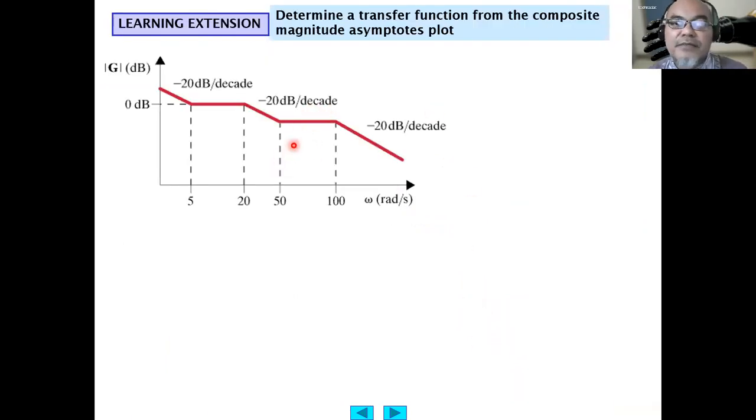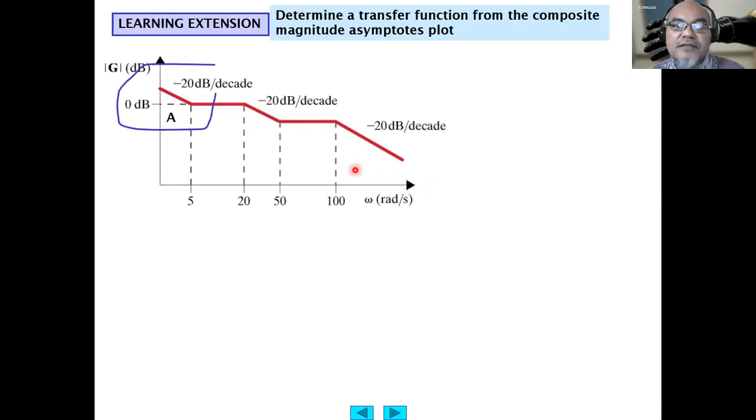Okay, another example. Determine a transfer function from this composite magnitude asymptotes plot. At 5 radian per second, it reaches 0 decibel. Before that, it has this slope of minus 20 decibel per decade. Then after that, it's flattened. Then at 20 radian per second, it decreases again minus 20 decibel per decade. Then it flattens, so this becomes 0 decibel, this becomes minus 90 decibel. Then after that, it decreases again at minus 20 decibel per decade.